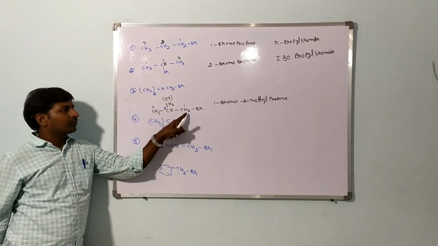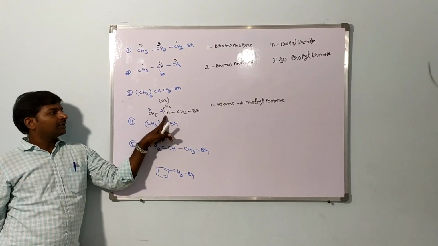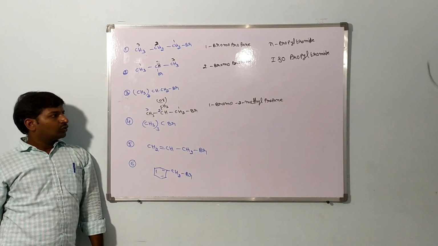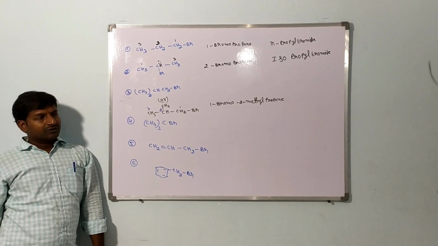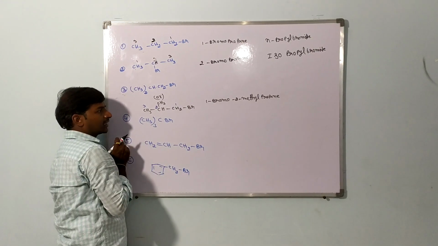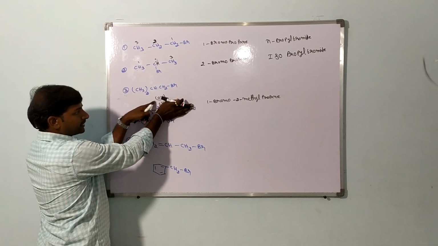First position bromine is present, 1 bromo. Second position methyl is present, 2 methyl. Total 3 carbons are present, propane. 1 bromo, 2 methyl, propane. That is the IUPAC name. Next, if you want to write the common name, here equal branching is present.